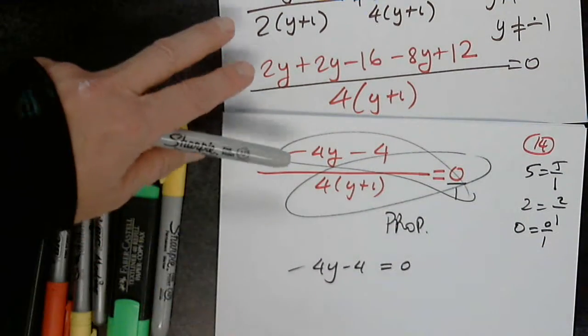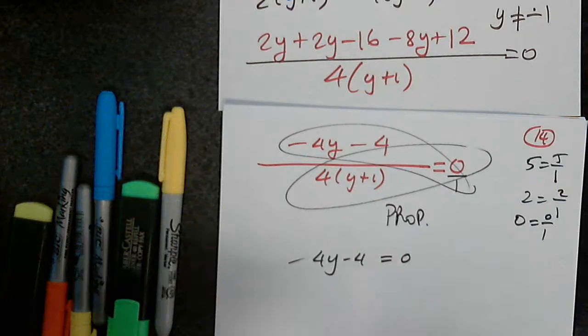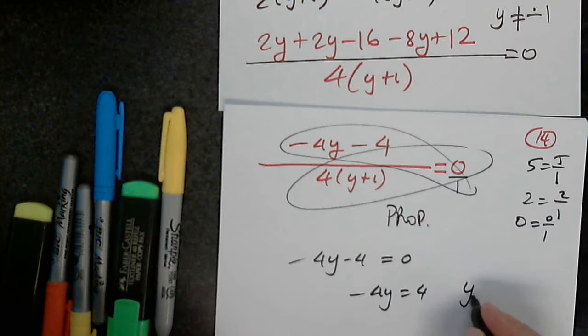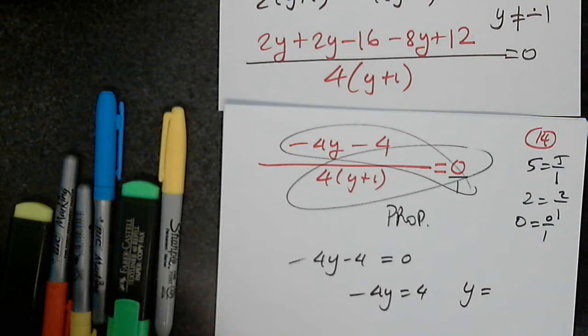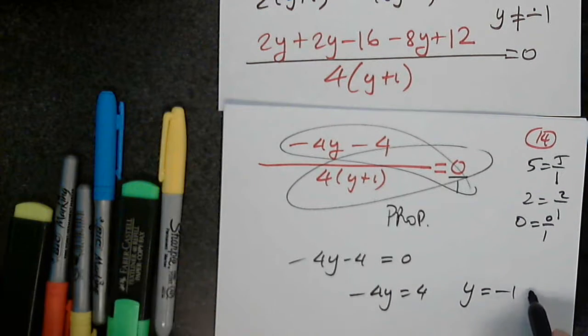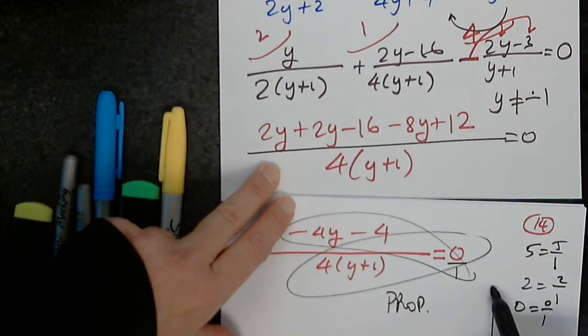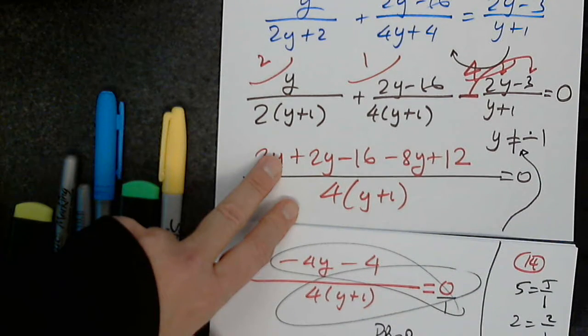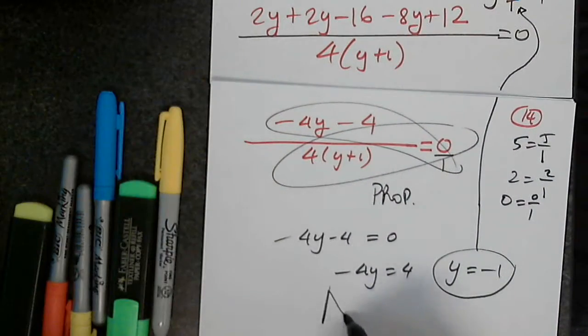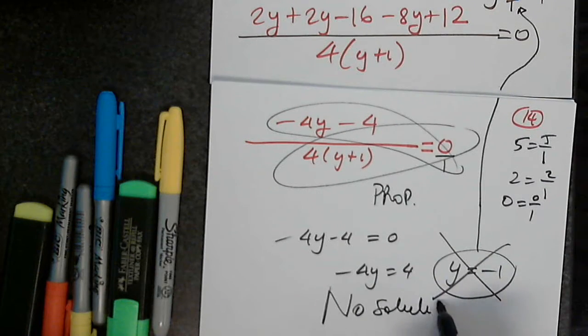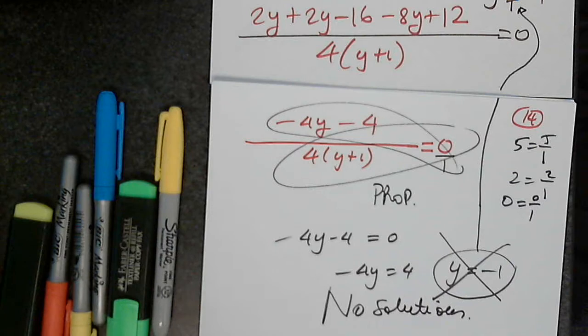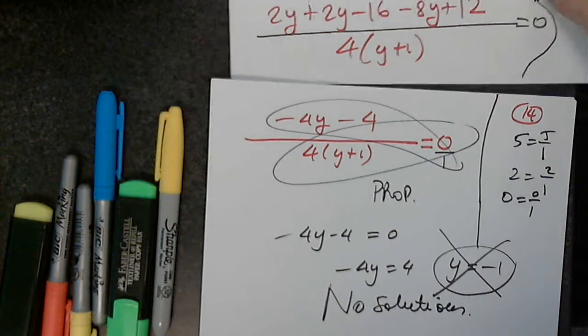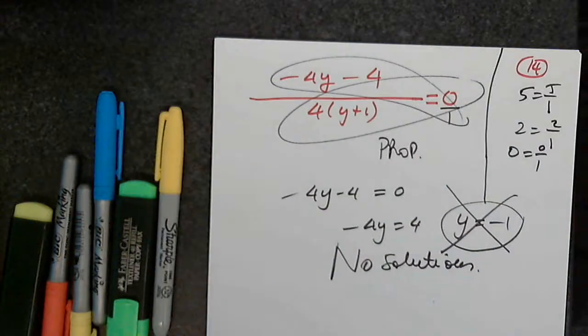Now, this is a linear equation. I have to separate the terms. And I have negative 4y equals 4, therefore y equals? Good. But look carefully. What do I conclude? No solutions. This is the beauty of stating restrictions. I don't have to go back and check anything. Assuming I do my work correctly, I will only check it against the restrictions.